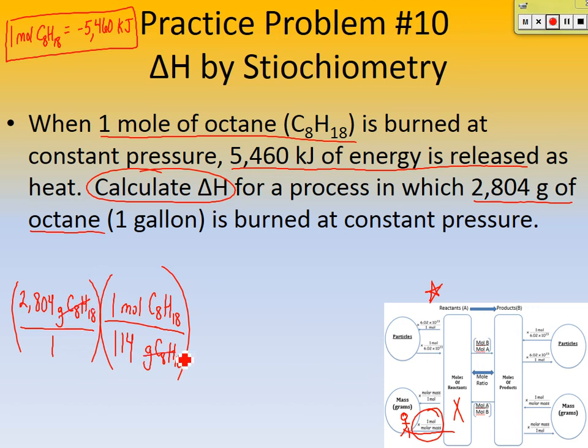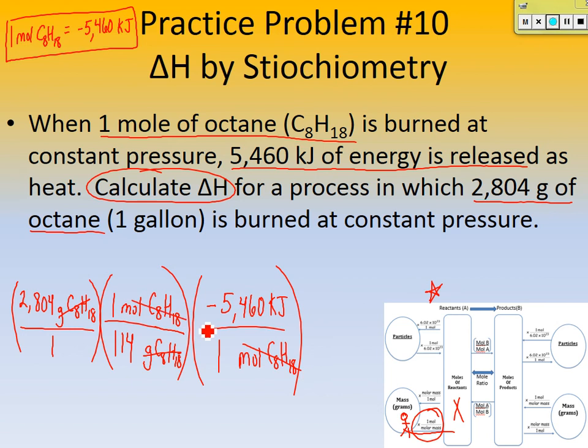Now what that did is grams of octane canceled out to moles. Now this is where you have to come up with your own conversion factor. We need a conversion factor that goes from moles to kilojoules. So if moles of octane is on top, we know it's got to go on the bottom. And this is where we use the conversion factor it gave us in the first sentence. 1 mole of octane releases, so I'm going to put a negative sign in here, 5,460 kilojoules of energy. And now my moles cancel out and I'm left with kilojoules.